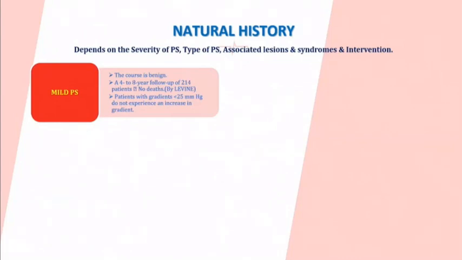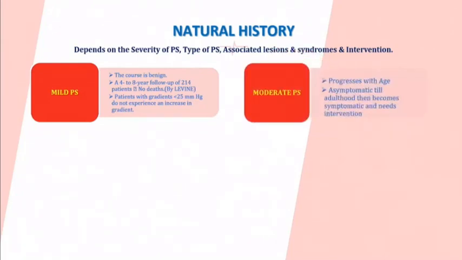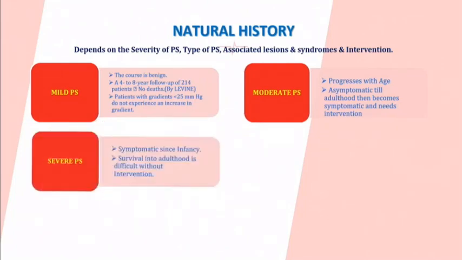So mild pulmonary stenosis is often benign, and a study done by Levine, which followed up cases for 4 to 8 years in around 214 patients, found no deaths in the follow-up. If the gradient is less than 25 millimeters of mercury, it is unlikely that the disease would progress. In moderate pulmonary stenosis, it progresses with age, and it is asymptomatic till adulthood. In severe pulmonary stenosis, the child is symptomatic since infancy, and survival into adulthood is very difficult without intervention.